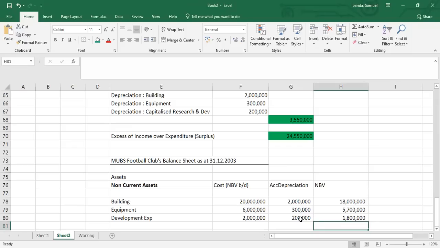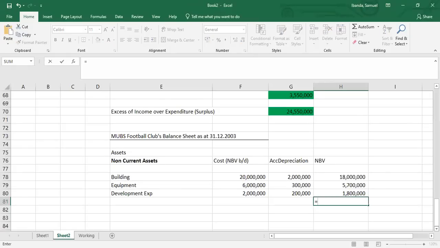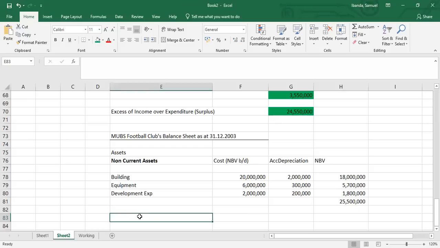We definitely don't have any other that has really been provided to us, okay? So since that is what we have, then we can get our total of this. We can get the total of this, which is 25,500,000, okay? Then we shall just write our current assets very fast. Now, current assets, those are given to us, so they are easier for us to get.